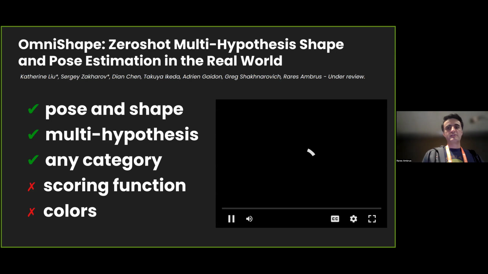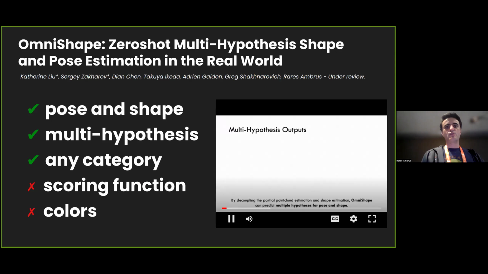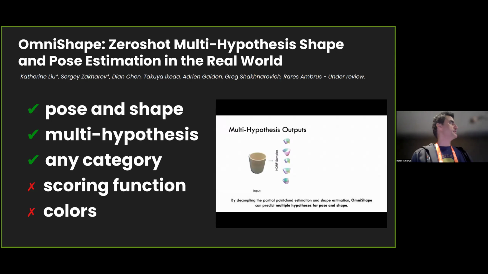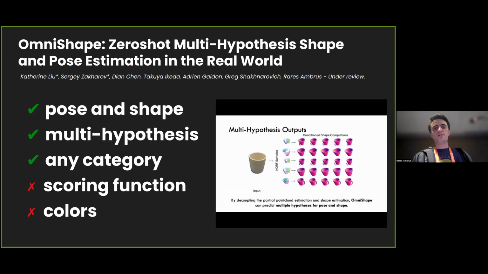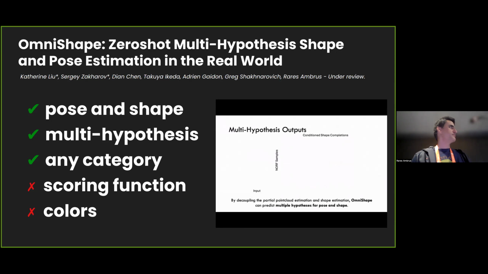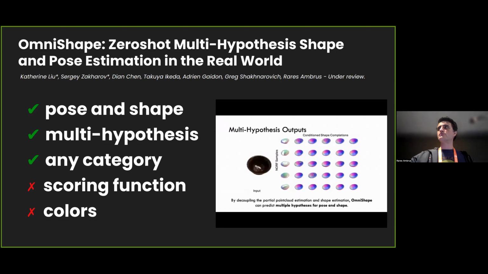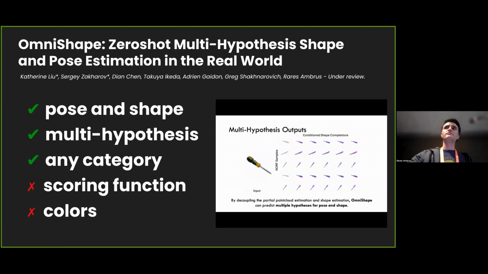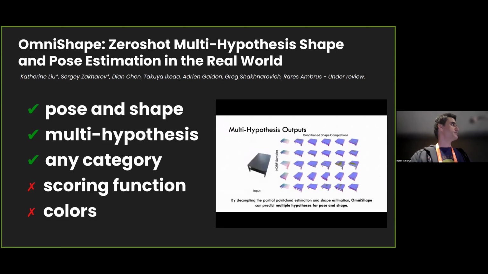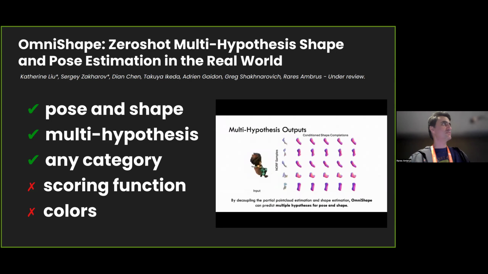So to conclude this section and this method, with OmniShape, we can reason about both the pose and the shape in a factorized way. We can sample from both these distributions. This is ongoing work, and we have a couple of things that we're still working on. We don't have a scoring function, so we have lots of different solutions, but we can't automatically choose the best one. If we iterate through all of them, a few of them are going to be very good. So we're working on that. We're also working on representing colors. And here you see more results of how our method works on objects in the wild.